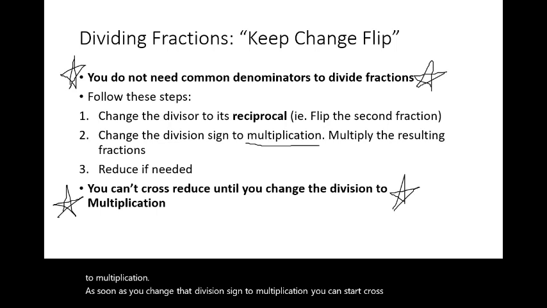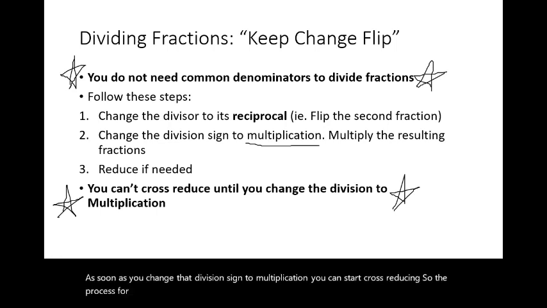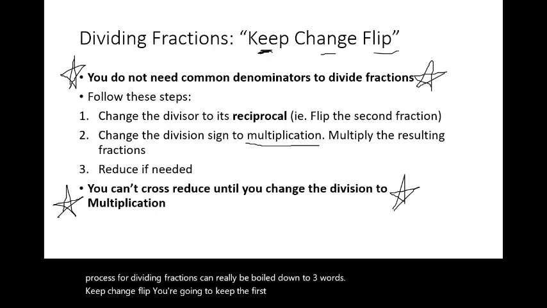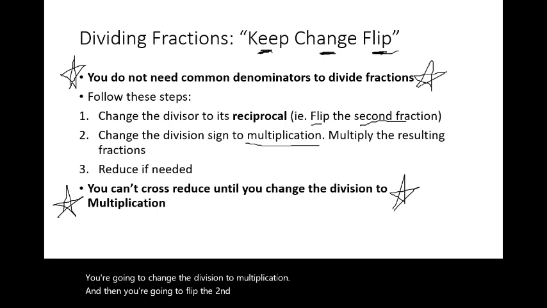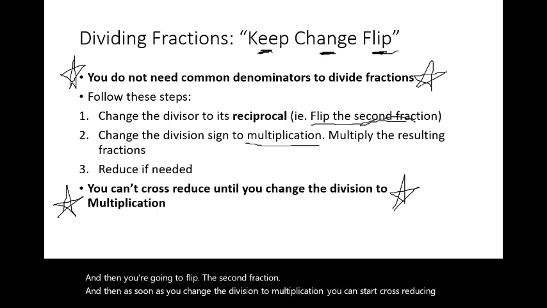So the process for dividing fractions can really be boiled down to 3 words. Keep, change, flip. You're going to keep the first fraction as it is. Don't do anything with it. You're going to change the division to multiplication. And then you're going to flip the second fraction. And then as soon as you change the division to multiplication, you can start cross-reducing because you now have a multiplication problem.